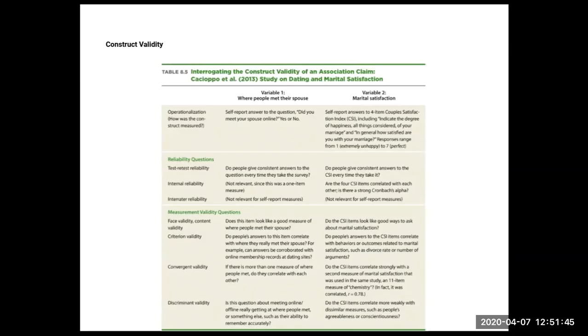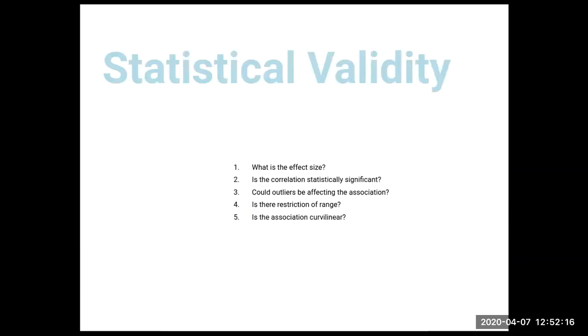For the items of the CSI, do they correlate more weakly with dissimilar measures, such as personality traits like agreeableness or conscientiousness? If you guys ever took the Big Five personality test, those are dimensions of it. And sometimes opposites attract. So you wouldn't see a high correlation with a personality test between two people in a couple, as well as the CSI. You would see that would be more discriminant. So we have interrogated our construct validity, and it seems that those two are good ways of measuring it. They are reliable and they are valid.